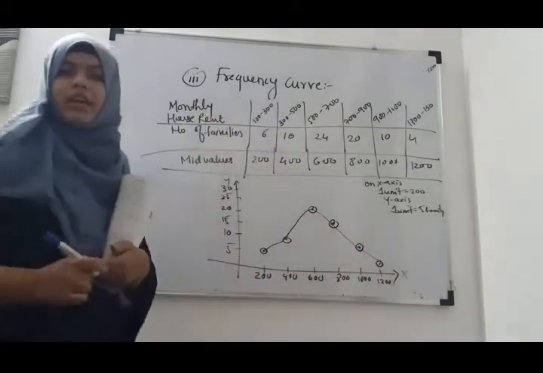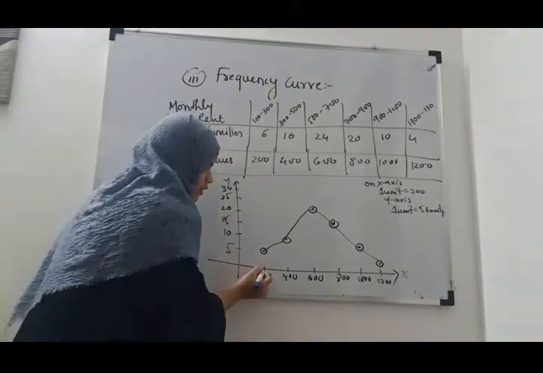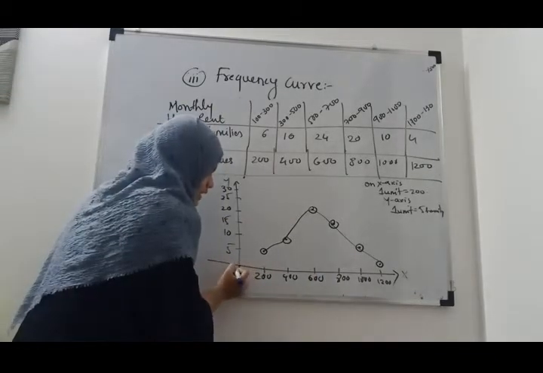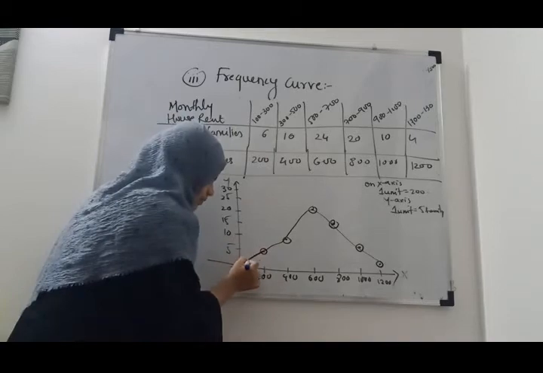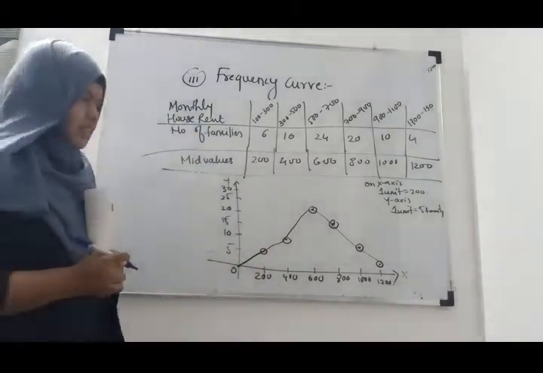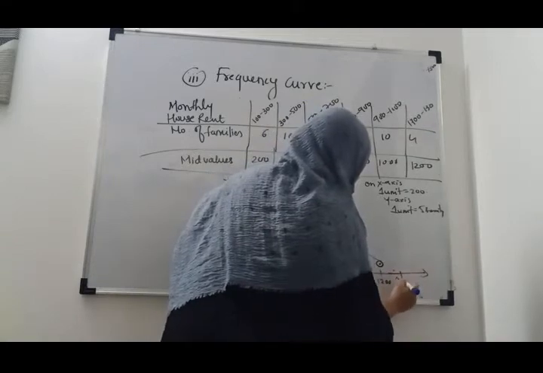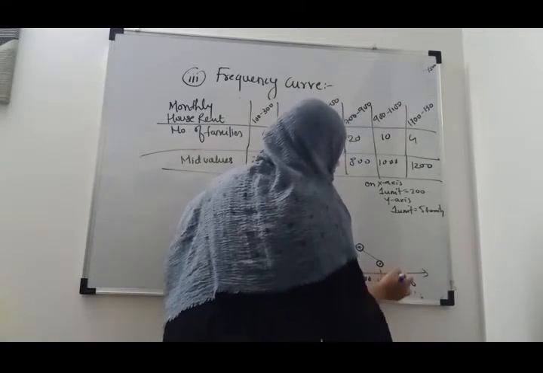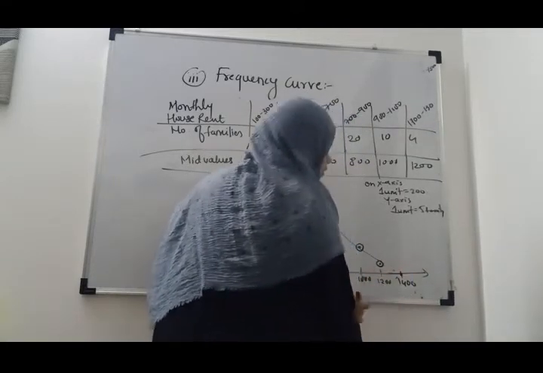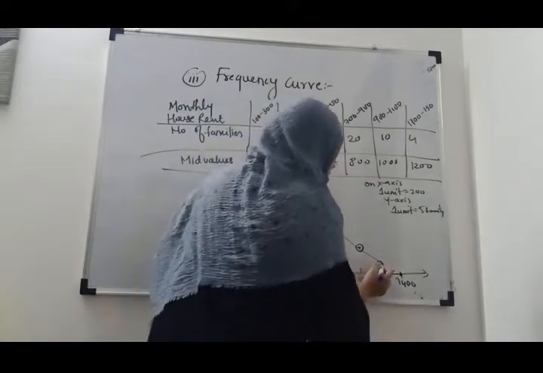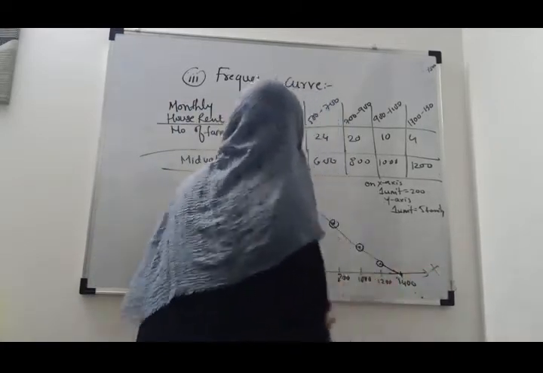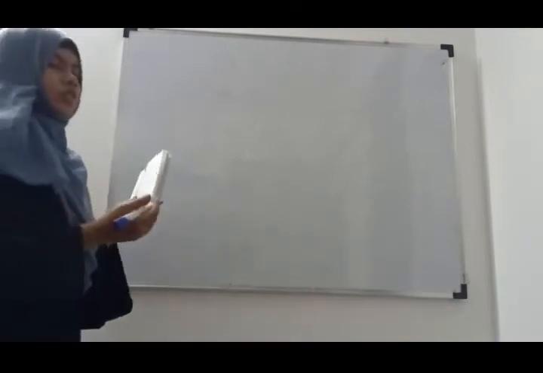Okay, and to make this figure close, we will take one preceding class, 0, and take its frequency as 0, and here also we will take the next class, which is 1400, and the frequency of that class also we will take 0 and we will join it. Now we will see the next type of graph, which is the cumulative frequency curve or the Ogive curve.